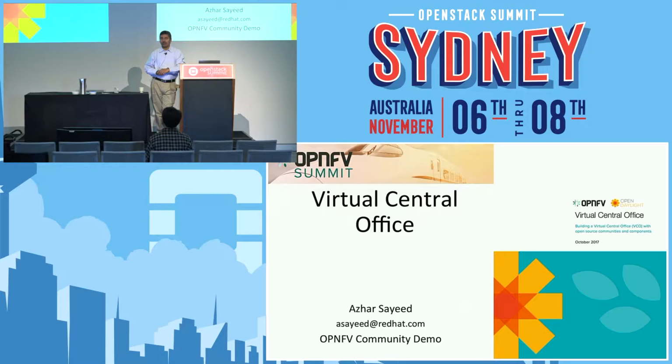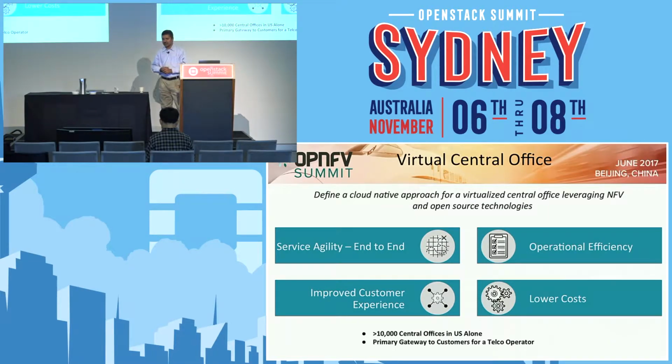This is about a 42 or 45-page white paper that goes into a lot of depth around what a virtualized central office is, what its architecture should be, what sort of services you can deliver, what deployment models to consider, and how you would go about building one. So that's the nutshell and background of this work. Let me get started on, first of all, why. The goal, as I said, was to define a cloud-native approach to build a virtualized central office leveraging the NFV framework and open source technologies.